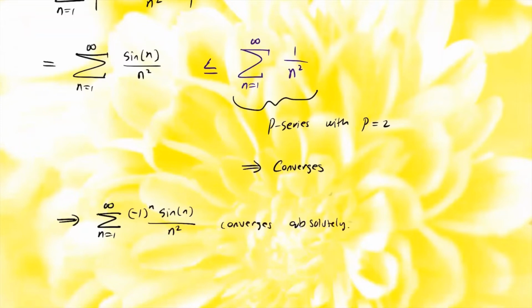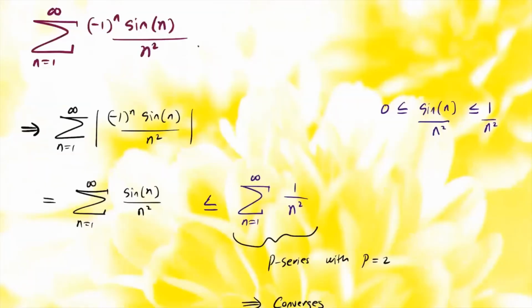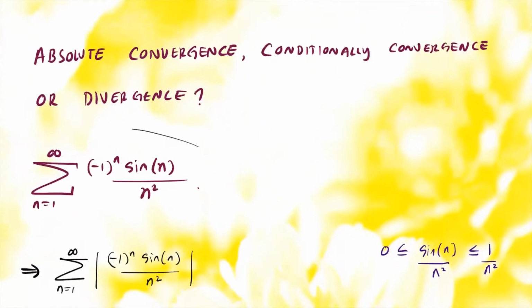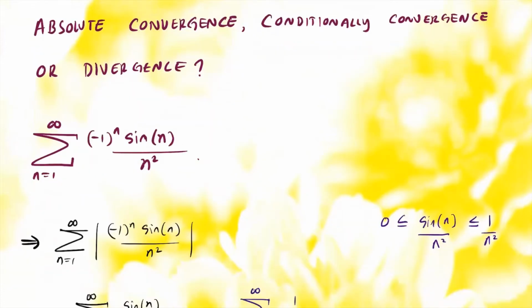Because when you took the absolute value, it turned into sine of n over n squared, and we compare that with 1 over n squared, that's a p series, converges. So sine of n over n squared converges, which means the one we're looking at, which has the alternation, will converge absolutely. Now, if you didn't want to test for absolute convergence and you want to look at the same question from a different perspective, you can apply the alternating series test. So let me show you that as well. But that's not important in this question, since we already know it converges absolutely, which implies it will converge conditionally as well. But let's just illustrate that.